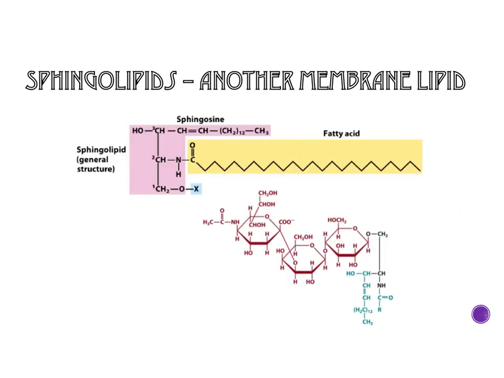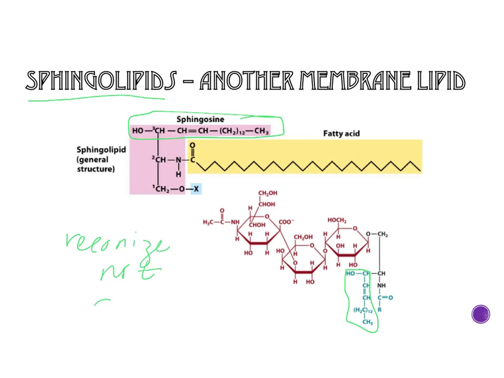And then another type of membrane lipid are called sphingolipids. And the sphingolipids have this really weird functional group where there's no more ester. Instead, there's this funky OH double bond situation going on here. You only need to be able to recognize, not draw these.